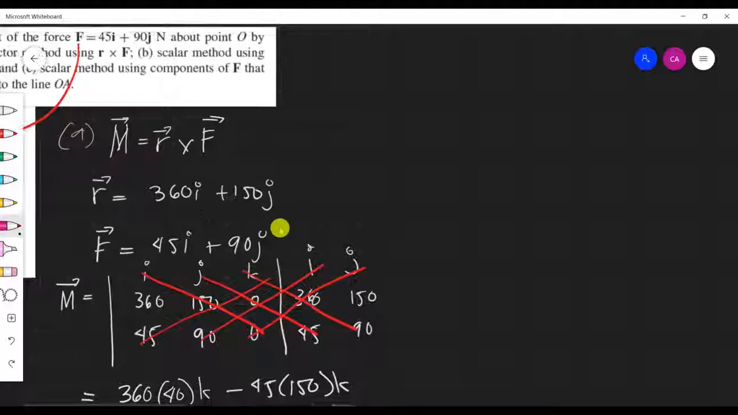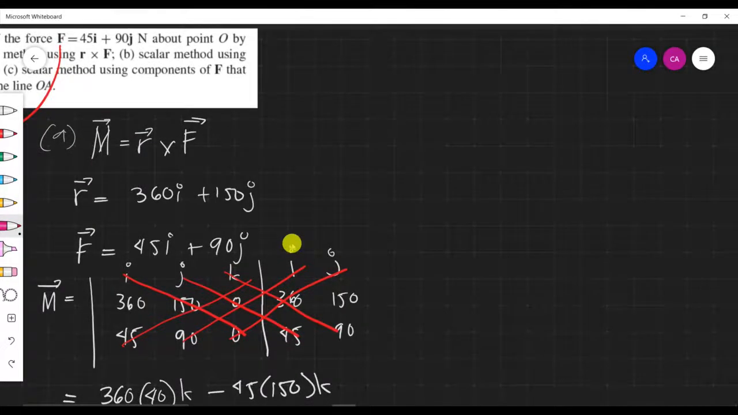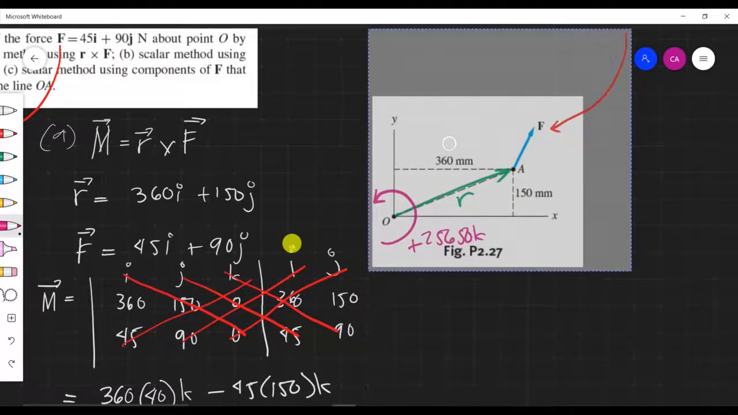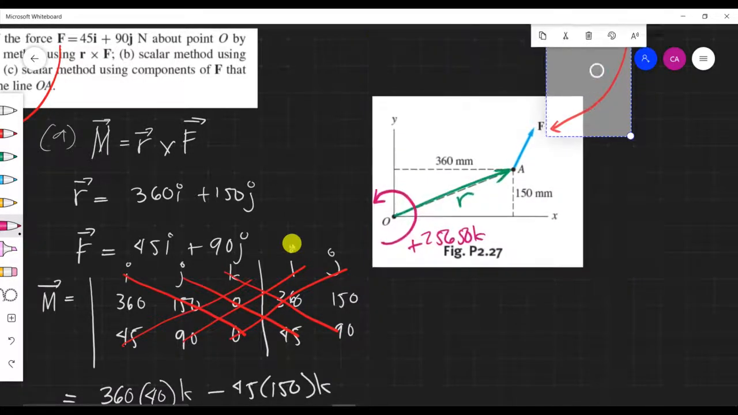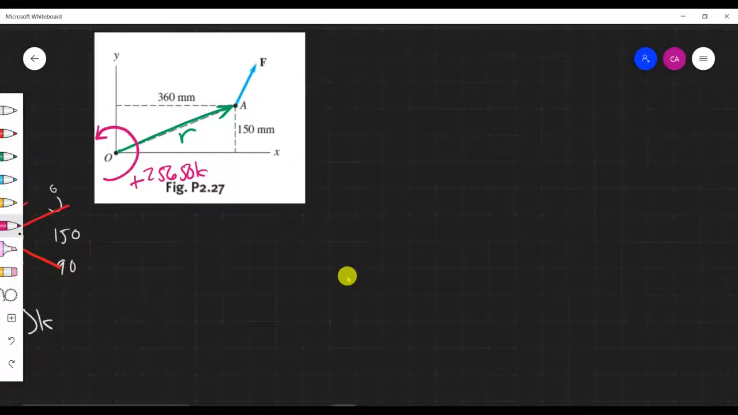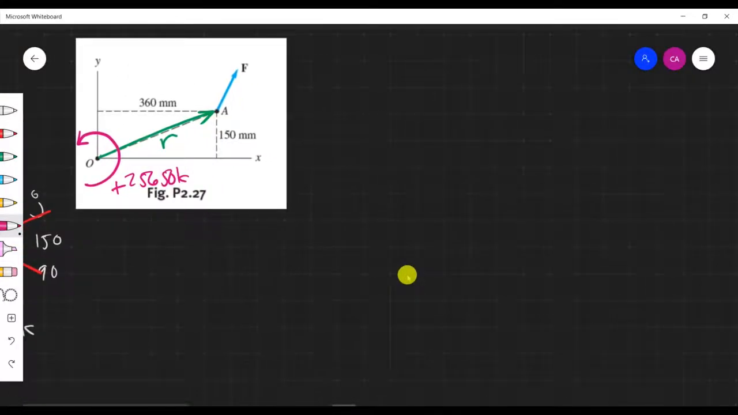Next approach. Ganun pa rin. Yung same problem pero different approach. Tignan natin kung same pa rin yung magiging sagot natin. Okay? So, different approach. So, ang gagawin natin, scalar approach naman, kung saan ang magnitude daw ng M is equals to R times F sine theta.